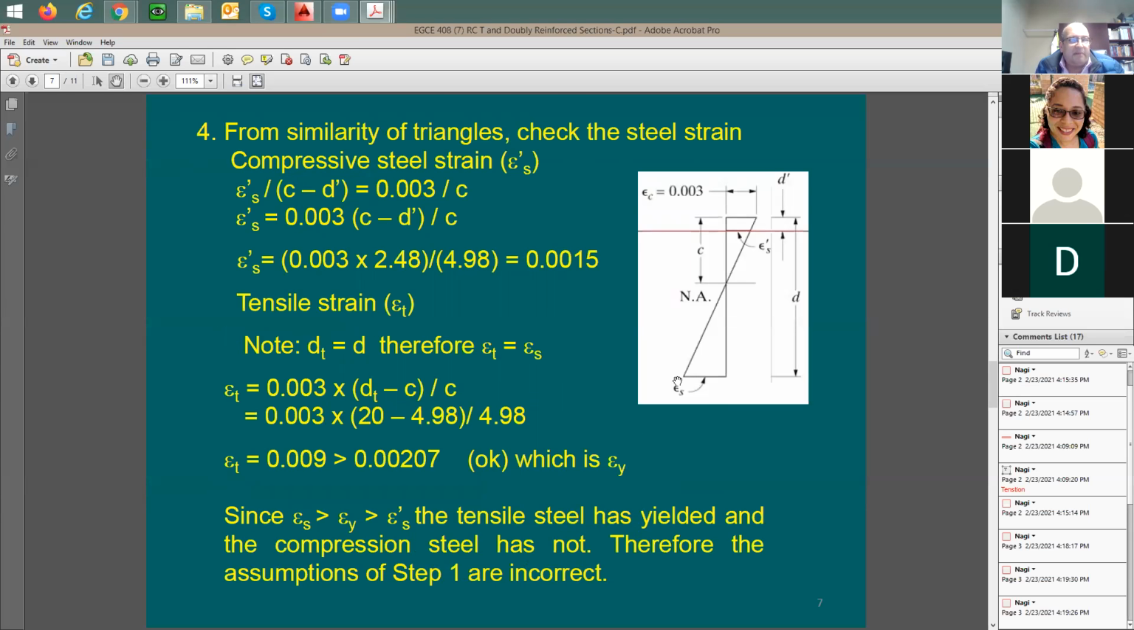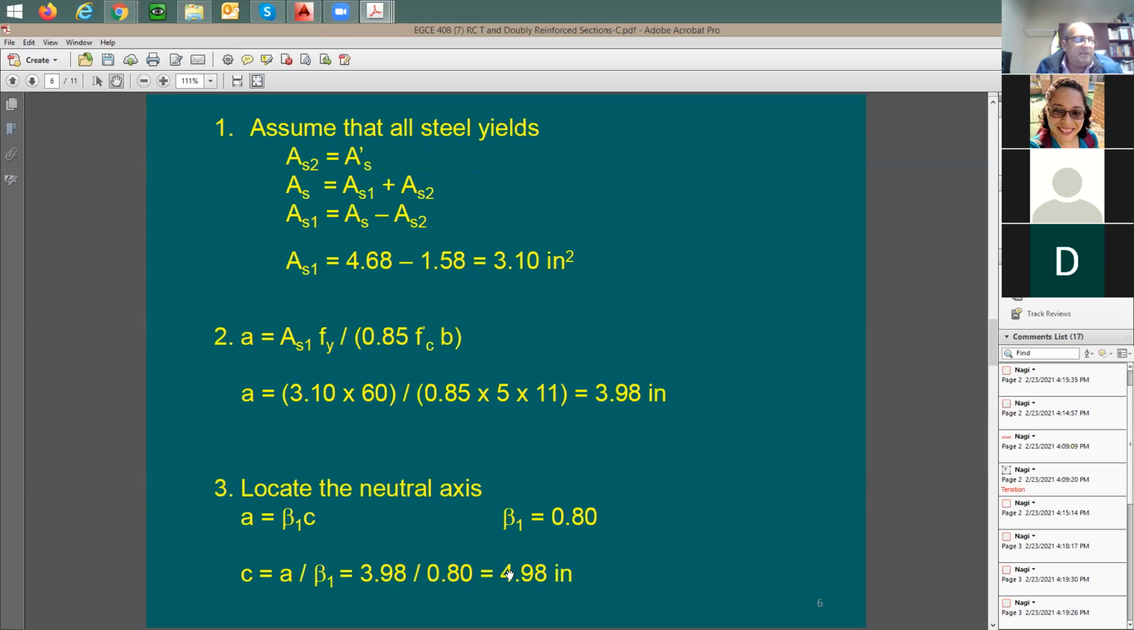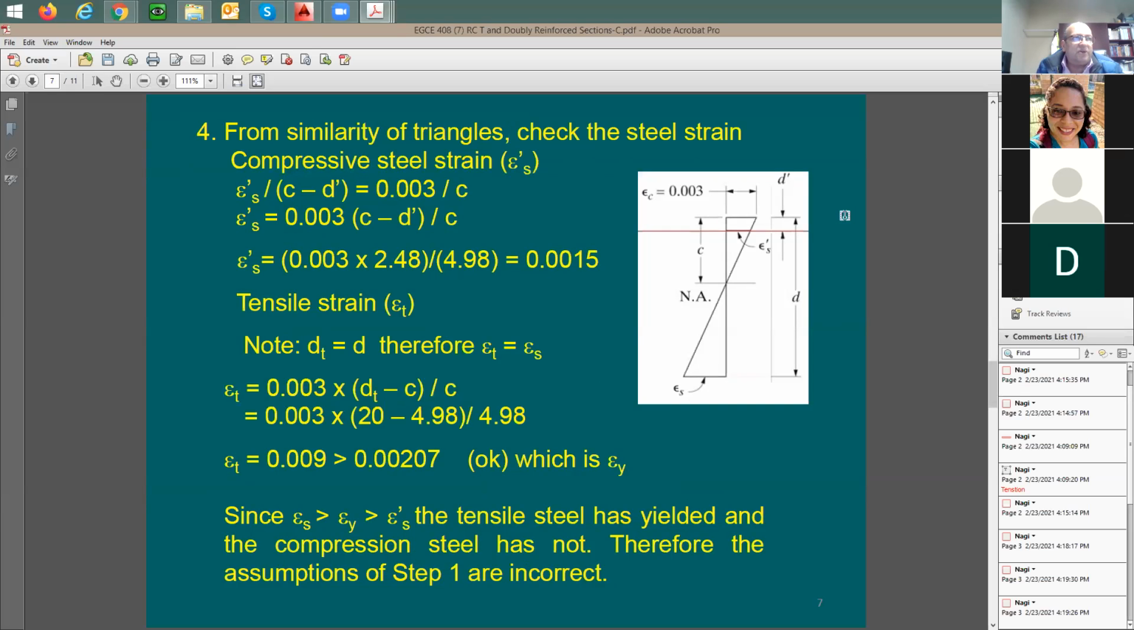Here is the strain at the bottom. How do you find out the strain at the bottom? This here is going to be 0.003. And how much was the C? Let me go back here. C equals 4.98. So I'm going to put it right here. This C is equal to 4.98 inches.